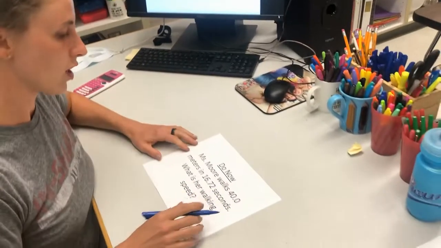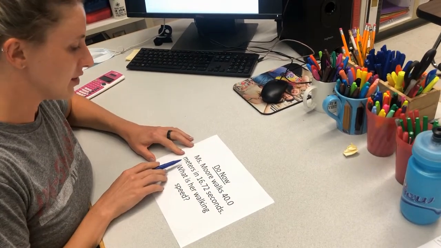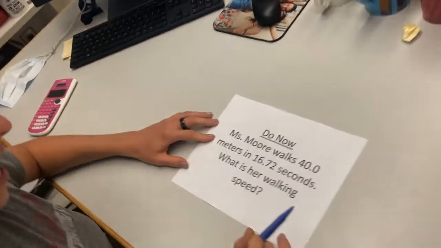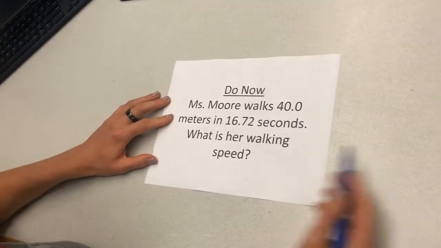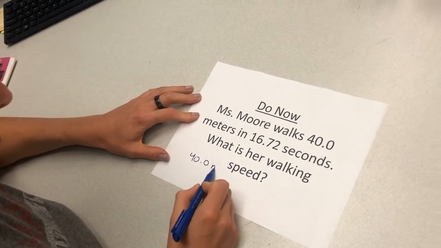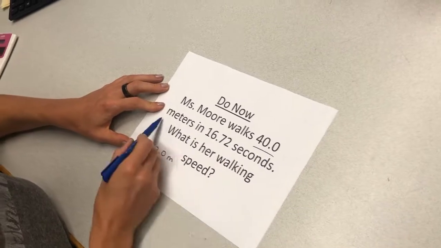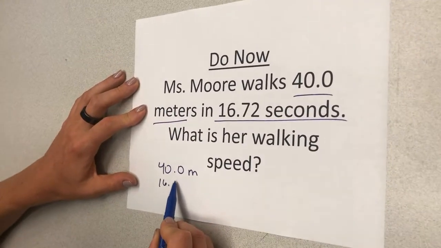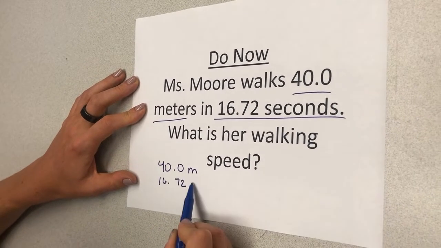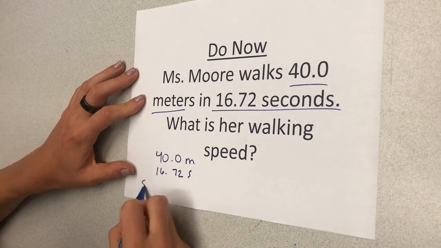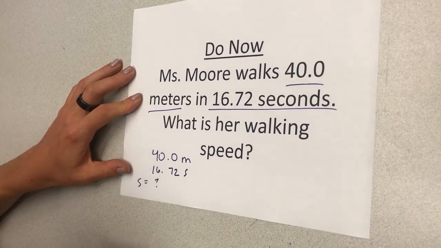Miss Moore walks 40.0 meters in 16.72 seconds. Ooh, fast. What was her walking speed? So let's go ahead and write down some numbers here. 40.0 meters. I also see 16.72 seconds. And what is her walking speed? That is what we are trying to figure out.